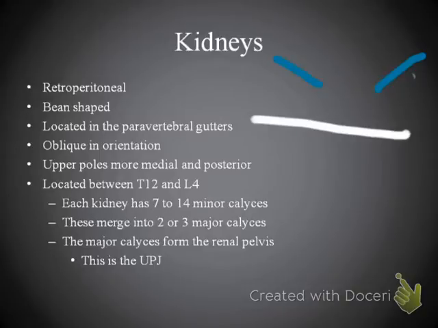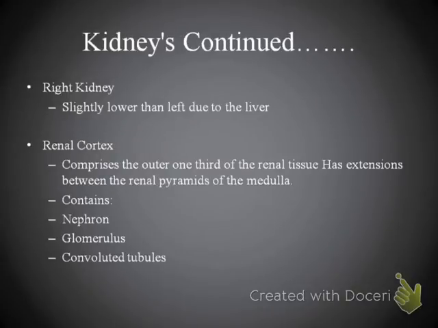Each kidney has 7 to 14 minor calyces. These merge into 2 or 3 major calyces. The major calyces form the renal pelvis, which is the UPJ, or the ureteropelvic junction. And so we'll see in the diagram what the major and minor calyces actually look like. The right kidney is slightly lower than the left due to the liver. So that is the reason why we have the right adrenal sitting slightly lower than the left and the right kidney sitting slightly lower than the left. It's because of the prominence of the liver.